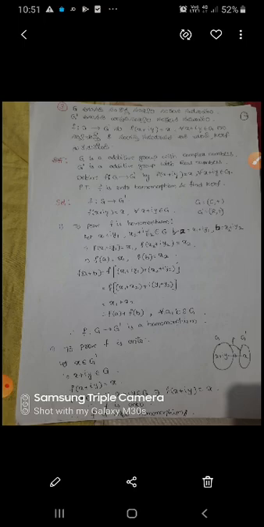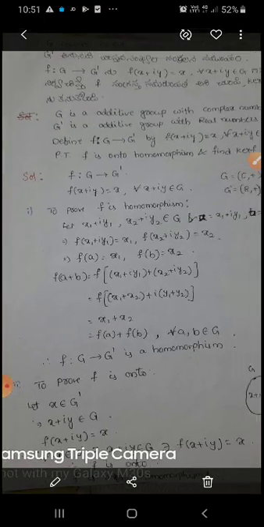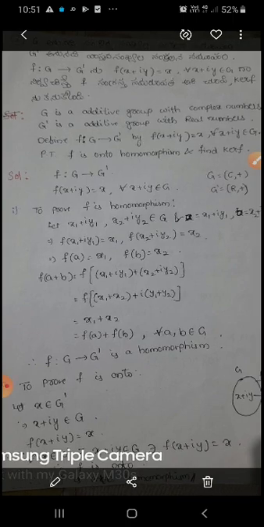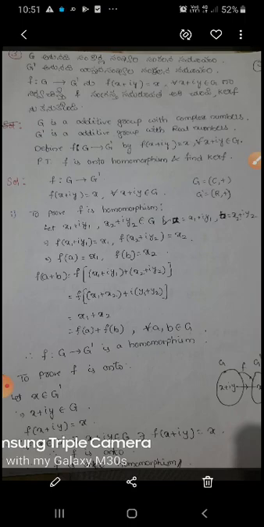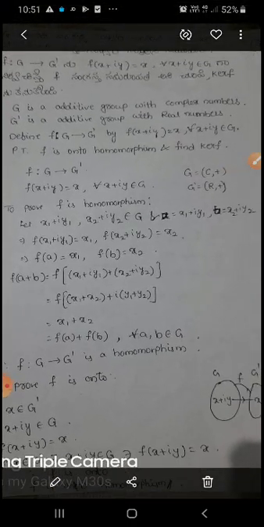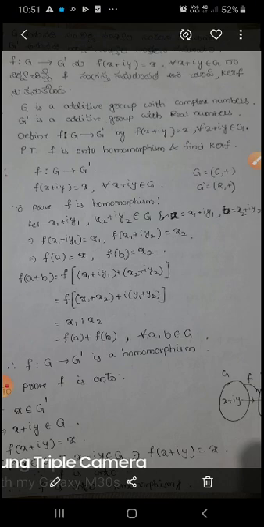Next problem. f: G → G', here G is the additive group of complex numbers, G' is the additive group of real numbers. Define f: G → G' by f(x + iy) = x for all x + iy belongs to G. Prove that f is an onto homomorphism and find ker φ.